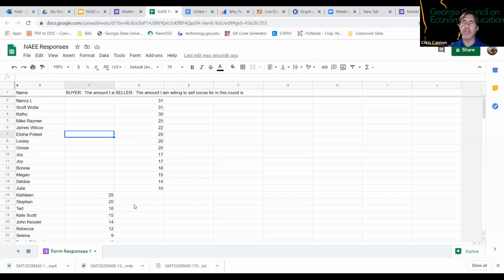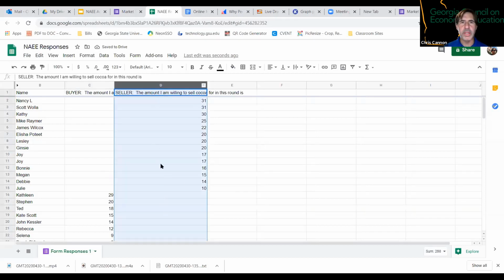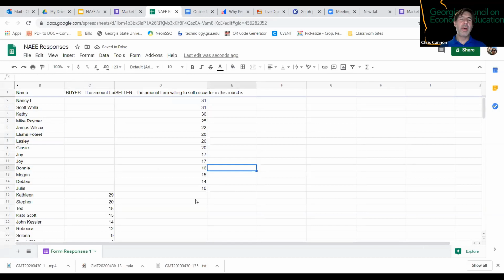I want to start building my supply line. So I'm going to look at the sellers here. Everybody just focus on column D with me for a second. All right? Everybody in column D, you're staring at column D there with me. I want to find out what's the cheapest amount anybody was willing to sell for. And it turns out it was Julie. Julie was willing to sell her cocoa for $10.